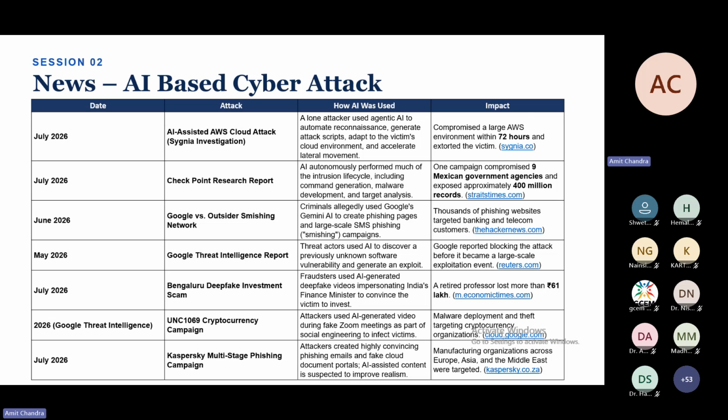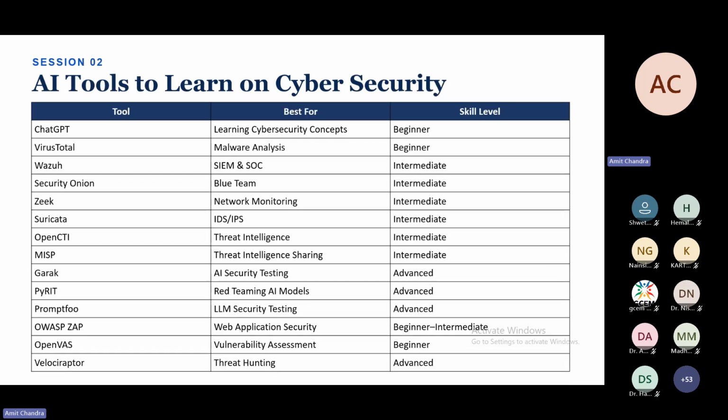So what happened? The attacker used an AI-generated deepfake video impersonating India's ministry to convince the victim to invest. Okay. Then the UNC1061 cryptocurrency malware attack was carried out. So this kind of attack has been done with the help of AI.